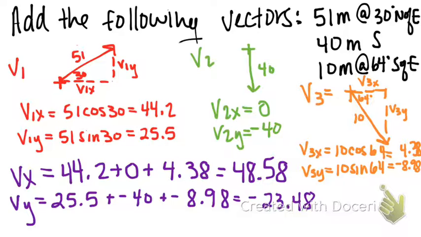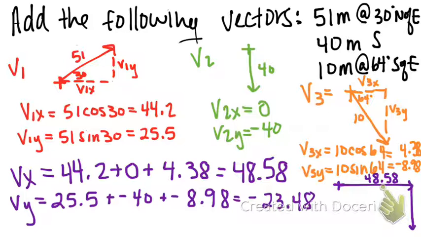So I've done step 1 and 2, break into x and y, add my x's and y's. Last step's to build my final triangle. I'll try to do that small here in the corner. My x component is positive, but my y component is negative, so I know I'm going to have to go southeast somewhere. So I'll go 48.58. Then I need to go down 23.